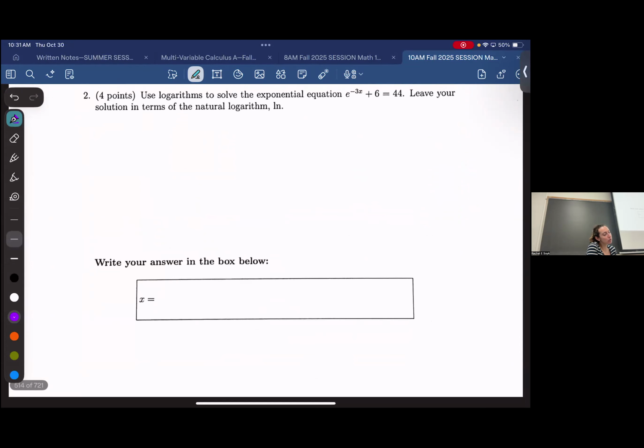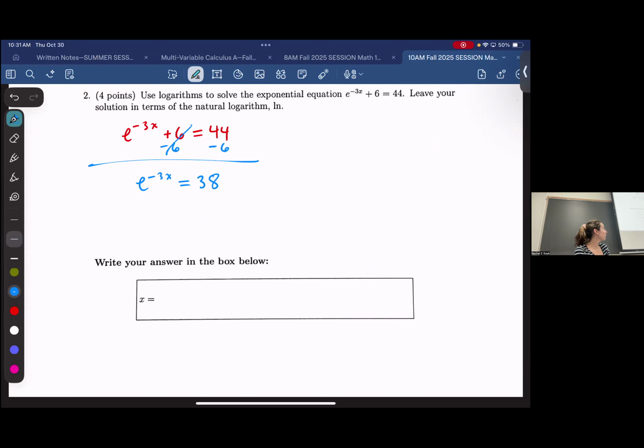We have to use logarithms to solve the exponential equation. And once again, I'll rewrite this. We have e to the -3x plus 6 is equal to 44. Let's go ahead and use our inverse operations, subtracting 6 from both sides first. And we get e to the -3x is equal to 38.